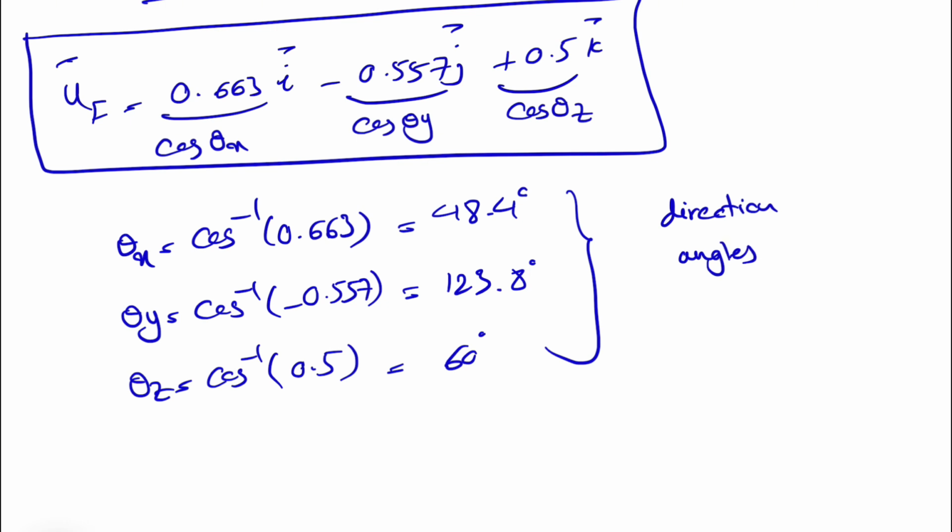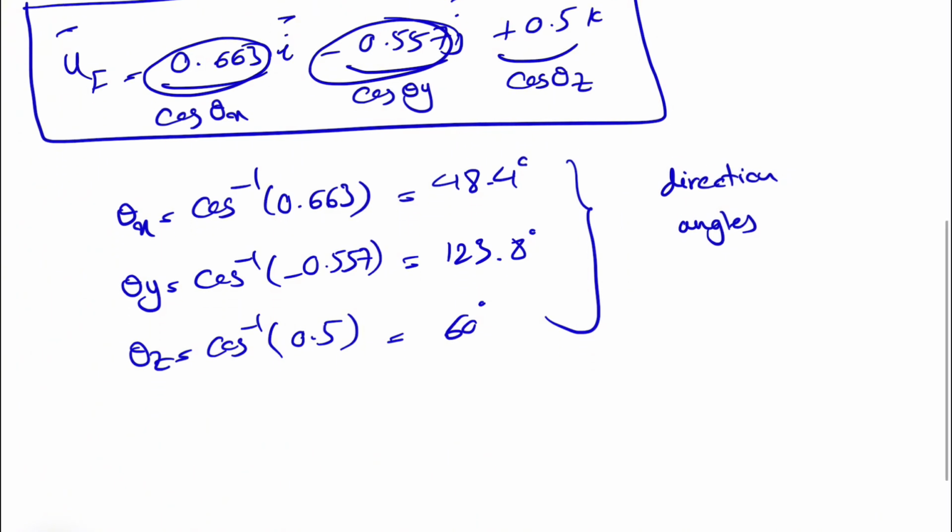Again, as long as we have the unit vector, we know that what we have for i is cosine of theta x, and the same for y and z. We just have to do a cosine inverse of that value in order to find the direction angle.